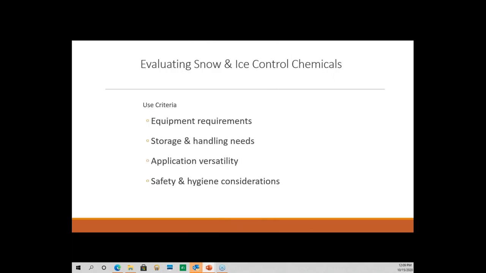Looking at the weather performance, the other criteria you need to take a look at is the equipment requirements. We've all used a lot of rock salt. We have sand spreaders where we can mix the rock salt in with the sand and spread it out. With pre-wetting, of course, we're going to need tanks on the sander so you can mix the liquid in with the sand to apply it to the roadway.